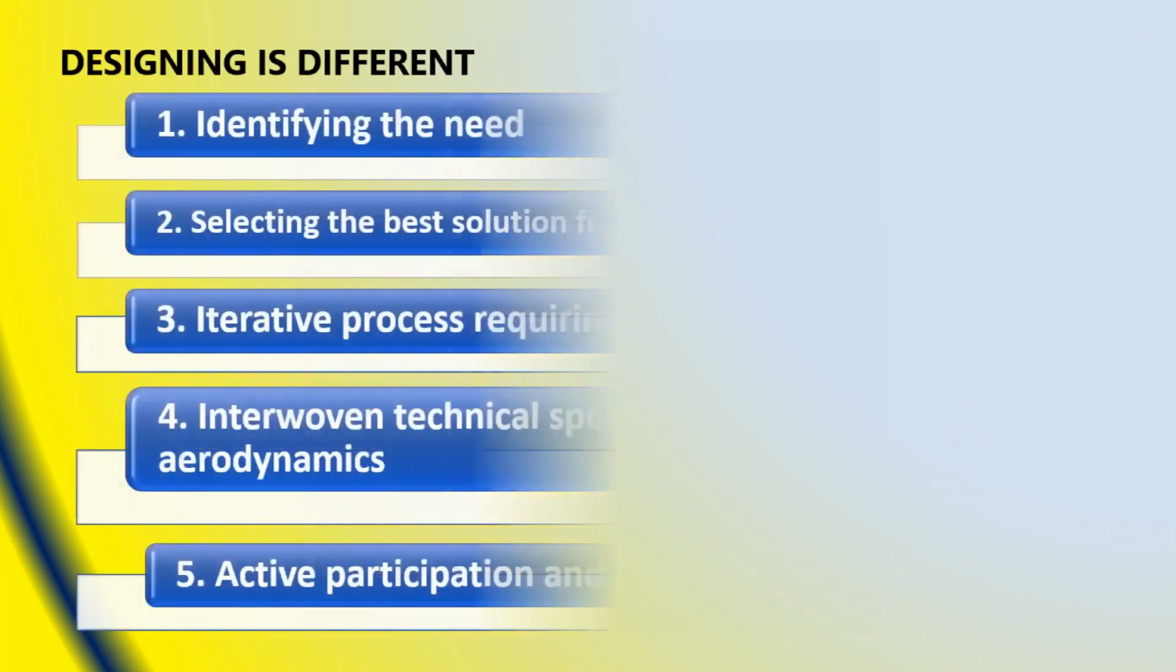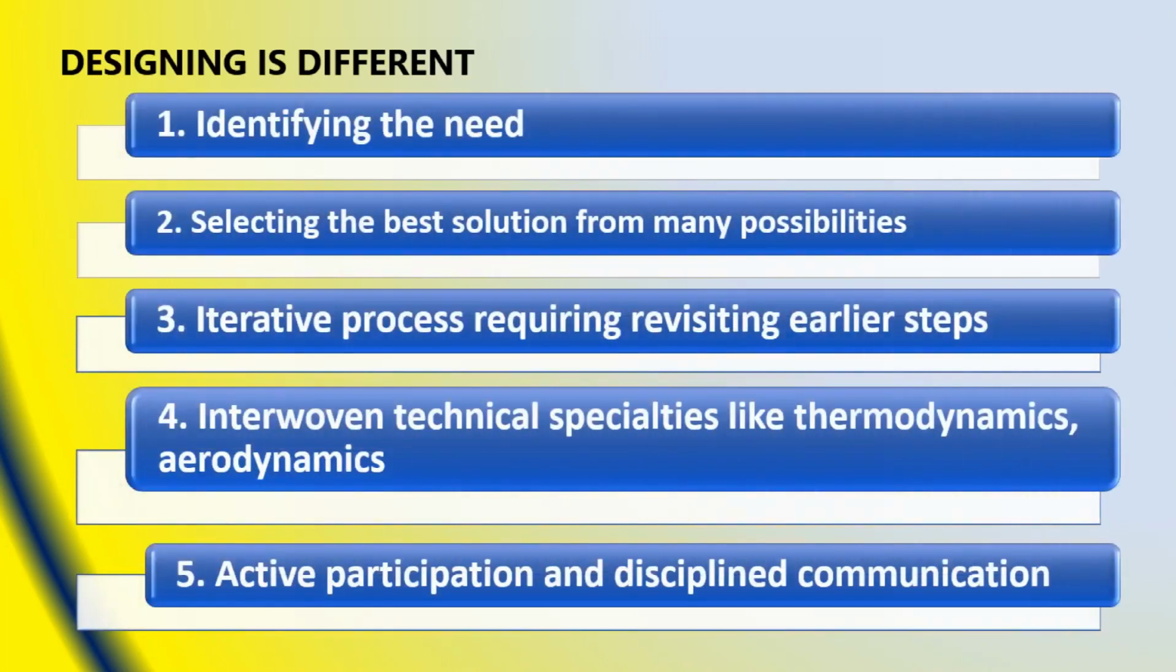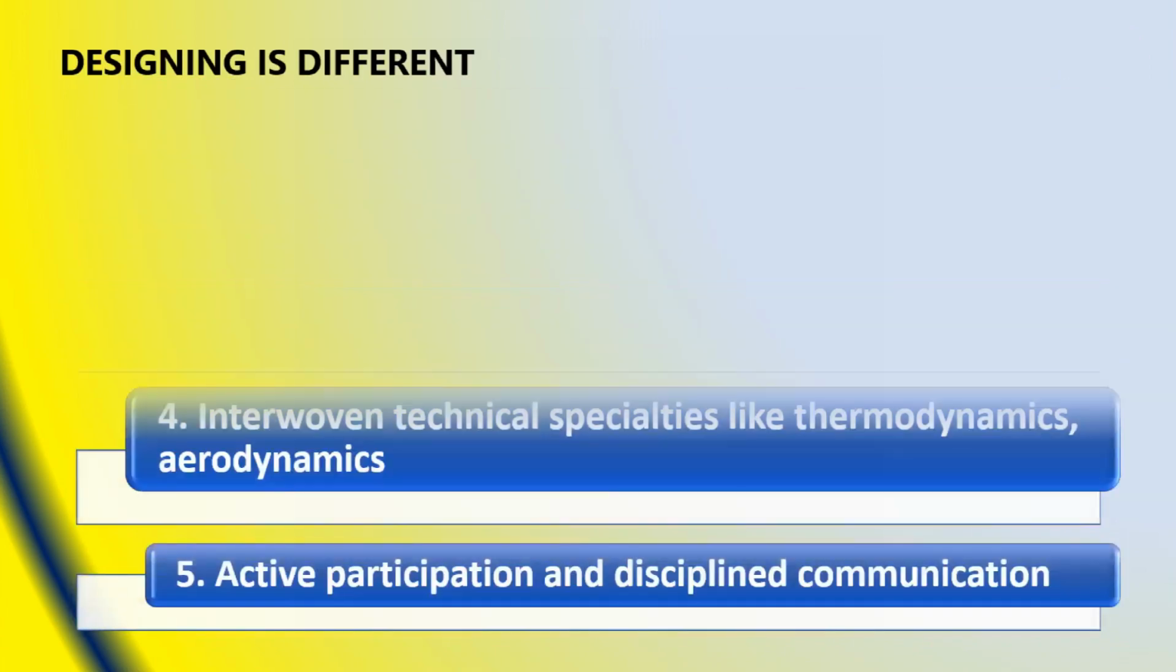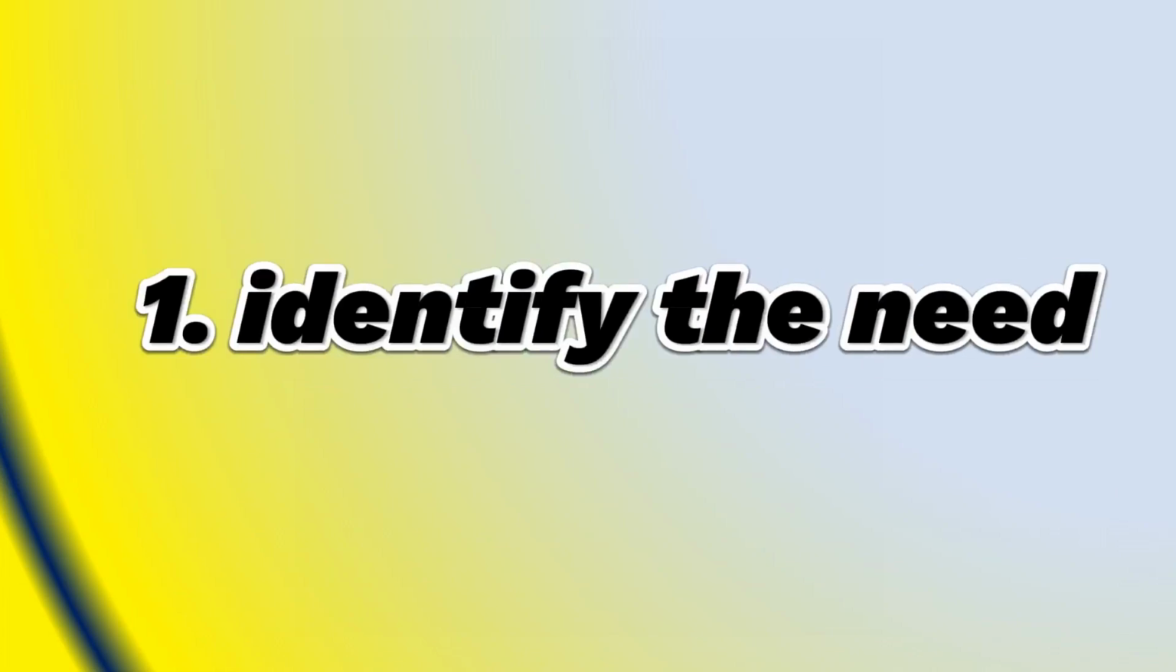Designing is different. Let's begin by understanding what makes the design process unique. In this video, we will focus on critical elements that are commonly agreed upon by designers. 1. Identifying the need. The design process is both started by and constrained by an identified need.